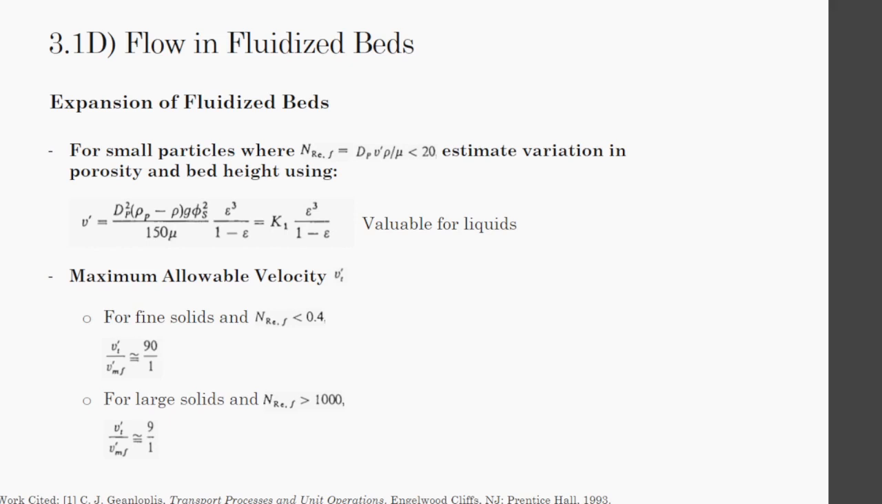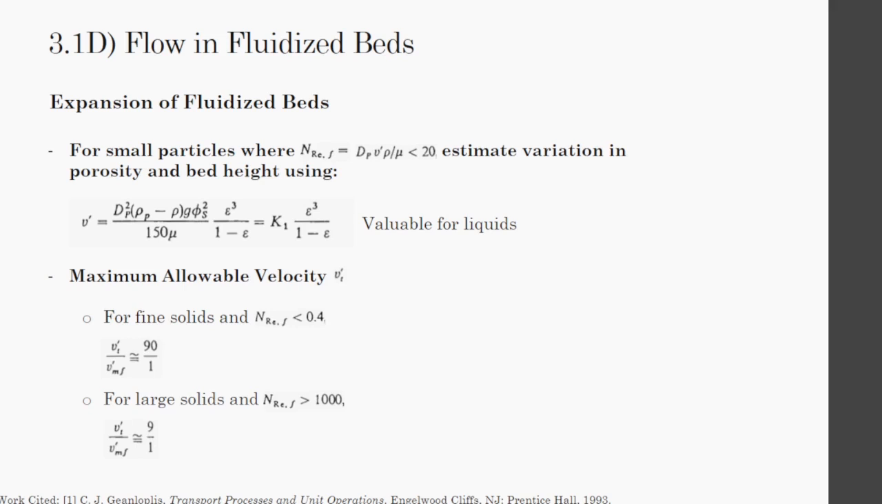This is calculated based on different operating ranges that are governed by the value of the Reynolds number of the fluid in the system. So for our first case, we have that for fine solids and where the Reynolds number of the fluid is less than 0.4, you can use the following equality in order to calculate this maximum allowable velocity Vt. So here, for example, if you were given that the Reynolds number was less than 0.4 and you were given a value of VMF, which is your minimum fluidization velocity, you could calculate your maximum allowable velocity.